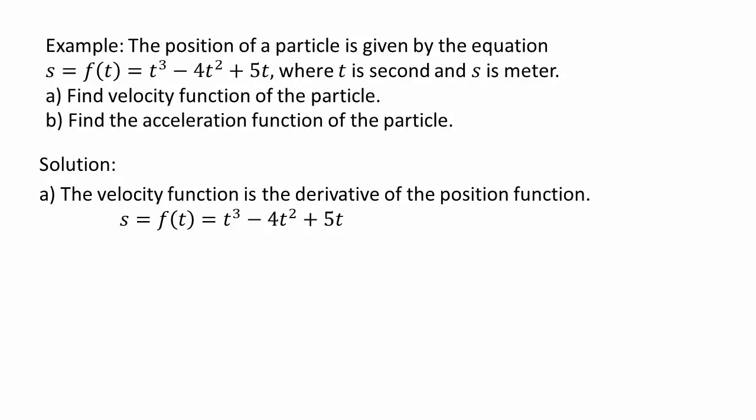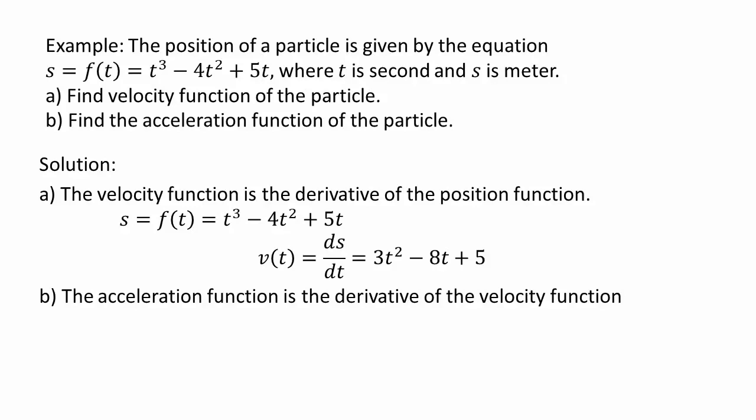So the given function is s is equal to f of t is equal to t cube minus 4t square plus 5t. To find the velocity function of the particle, differentiating with respect to t, we can write the velocity function v of t is equal to ds by dt is equal to the derivative of t cube, which is equal to 3t square, minus the derivative of 4t square, which is 2t, so 2 multiplied by 4 is equal to minus 8t, plus the derivative of 5t, which is equal to 5, because the derivative of t is equal to 1.